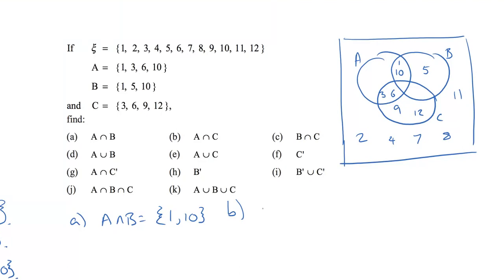Part B, A intersect C. Well, things that are in A and they're in C. Intersection, that's going to be 3 and 6.